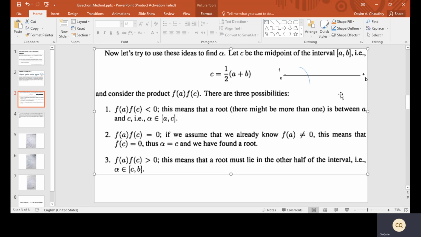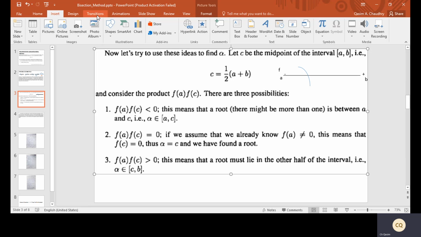So now students, there can be three possibilities. What is the first possibility? Both are different. So this is the first possibility: F of A into F of C is less than 0, right? Now in this interval, the root exists. Now students, find out the middle value, and that is c is equal to half of a plus b. Now this is your middle value.